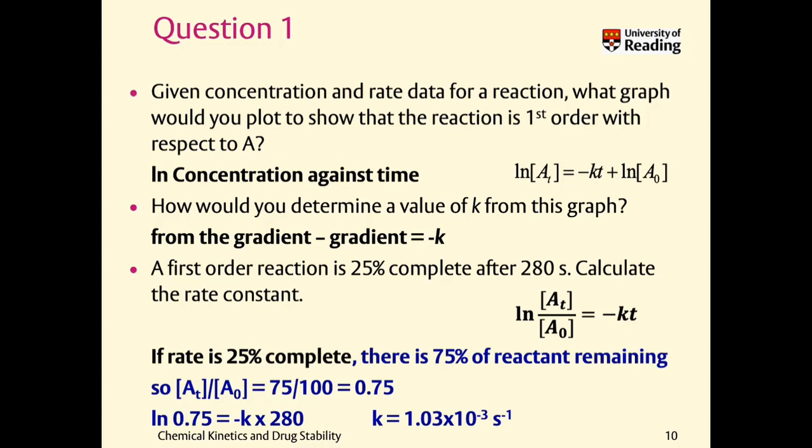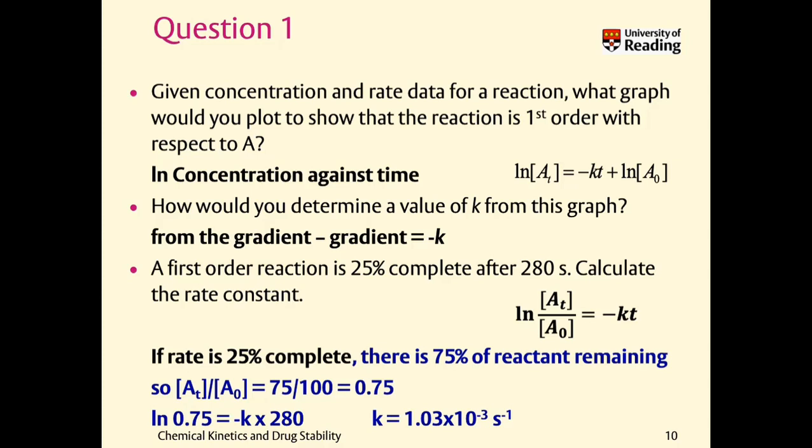Once you have that, you would be able to get the gradient from that straight line graph, and the gradient would equal minus k, so minus the rate constant. The third part of the question was: a first order reaction is 25% complete after 280 seconds, calculate the rate constant. Here you need to recognize to use the integrated first order rate equation in the form that has the ratio of concentrations, because you're not given exact concentrations, you're given a percentage of completion.